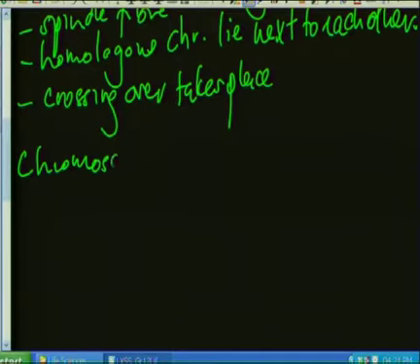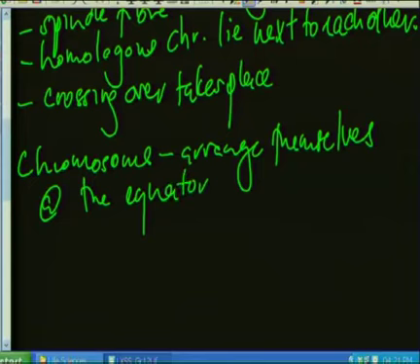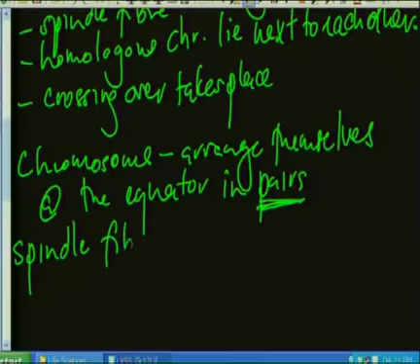Thereafter, the chromosomes, still in stage 1, arrange themselves at the equator, still in pairs, homologous pairs. So you're telling them they're still lying in pairs. Then the spindle fiber contracts, and if you know your phases, you'll follow me even easier here.